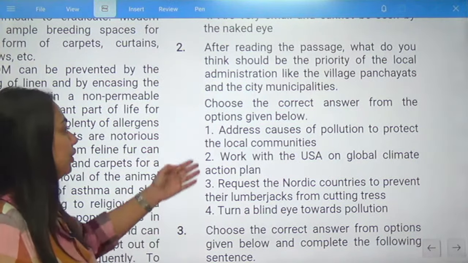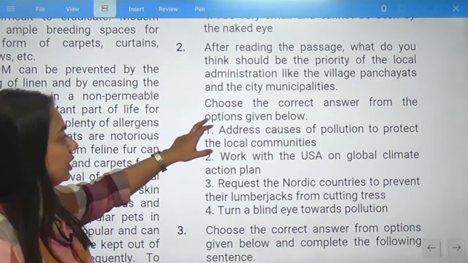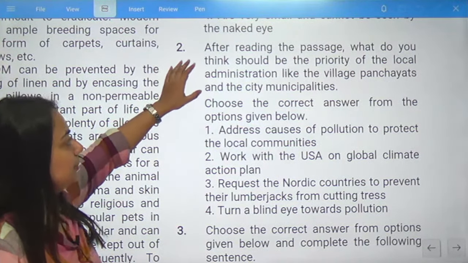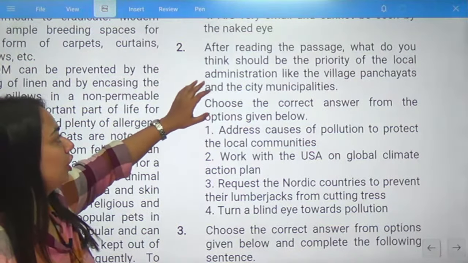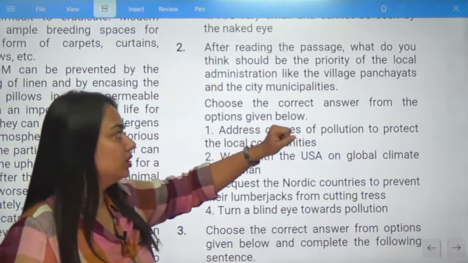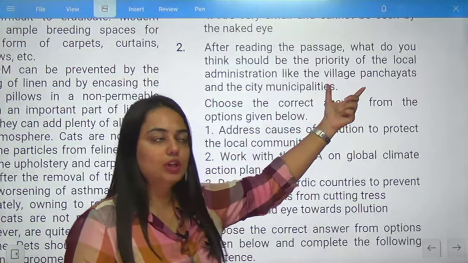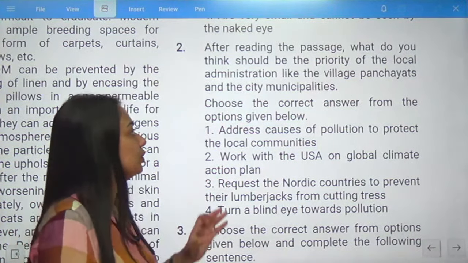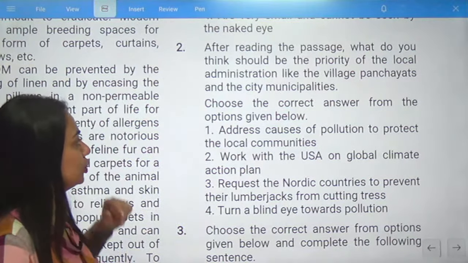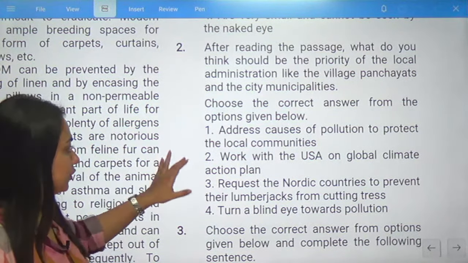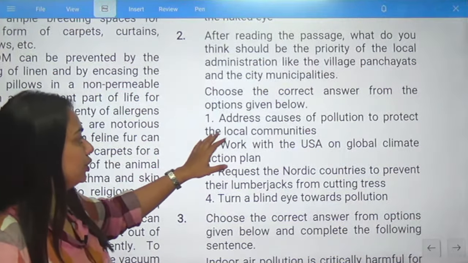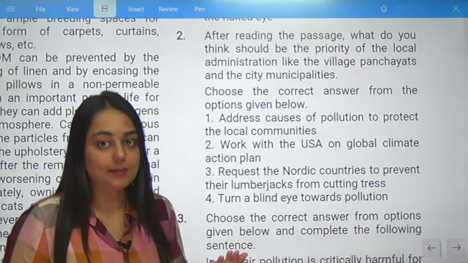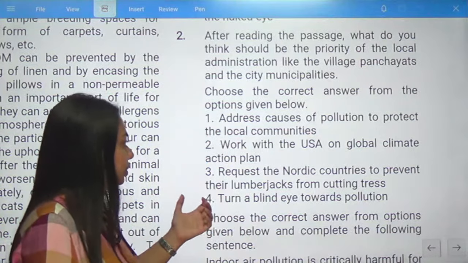Great. Okay, Amit, what do you think about this one? Choose the correct answer from the given options. What is the question? After reading the passage, what do you think should be the priority of local administration? जैसे कि अगर वो village है तो village पंचायत, city है तो city municipalities को क्या करना चाहिए to keep us safe from these allergens? The first one says address causes of pollution to protect the local communities. That is absolutely right. बाकी के ऑप्शन भी देखते हैं.